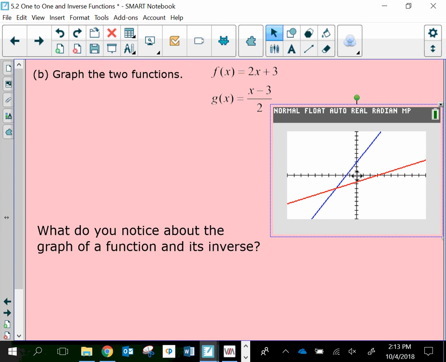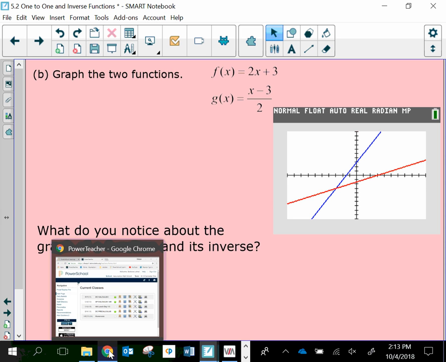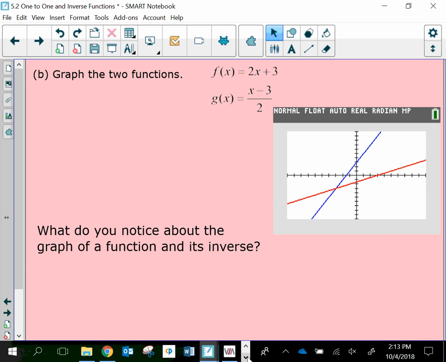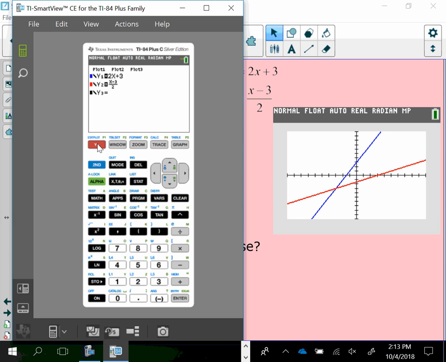All right. What do you notice about the graph of the function and its inverse? You may have already known this, but what do you notice? So what line are we talking about? Okay, that's what I was looking for. So I'm going to put that in here. What color would you like that to be? Green? Let's go for magenta. All right, y equals x.